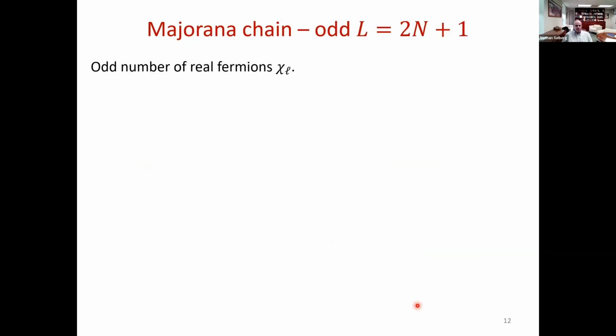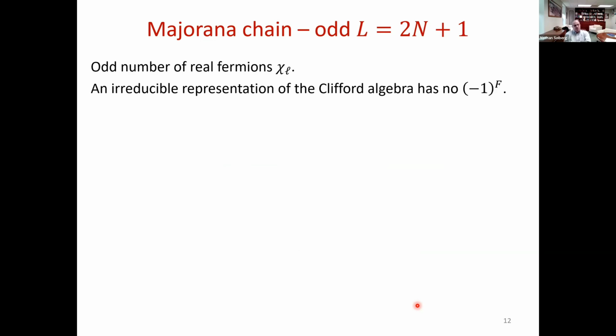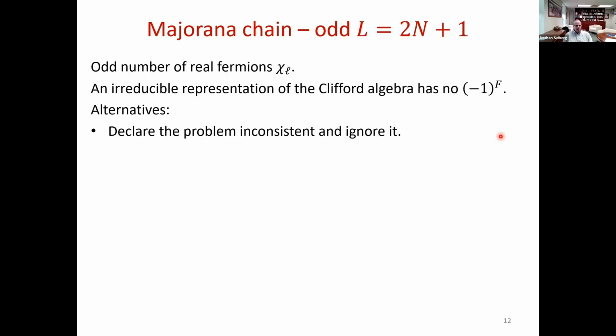Let me move to odd L. So here we have an odd number of real fermions. And if we were mathematicians, we would say we have a Clifford algebra with an odd number of elements. There is nothing wrong with that, except that there is no (-1)^F. For an odd number of fermions, we cannot find the (-1)^F unless we take a reducible representation. So what are we going to do about that? The most common view in the literature is to declare the problem as inconsistent and simply ignore it. Namely, we say we're not interested in odd L, this is too subtle, we don't want to discuss it.